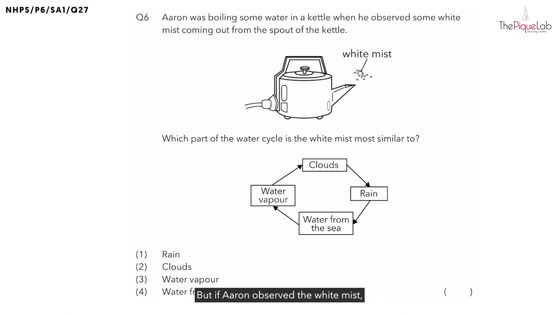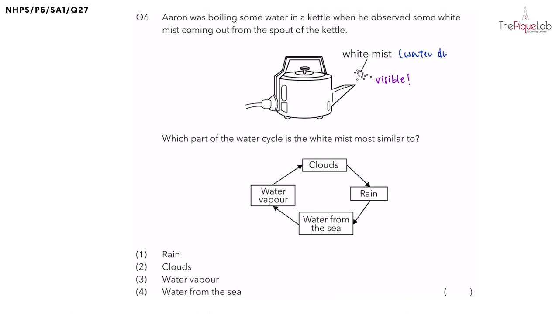But if Aaron observed the white mist, it means that the white mist over here is visible. Hence, can the white mist be steam? No. Then, what do you think the white mist is? The white mist is actually made up of tiny water droplets. How then did the water droplets form?